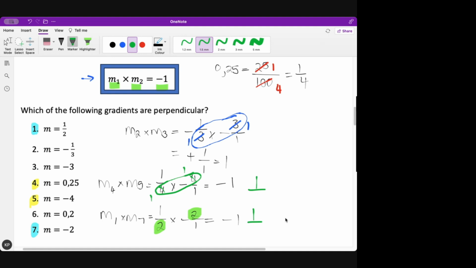Is there any other pair of lines here that are perpendicular? Is there any other pair besides those ones that we have gotten out of the way? No. So we are done. Can I get a thumbs up, thumbs down?